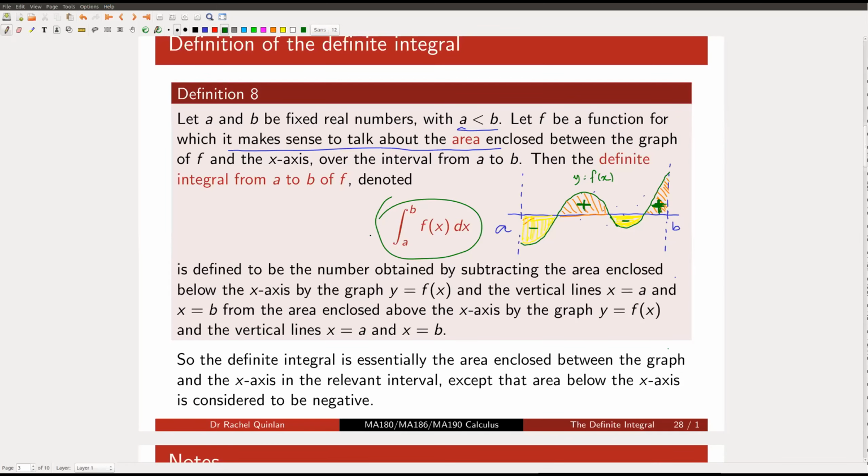Okay, so the definite integral is basically this concept of the area enclosed between the graph and the x-axis in the relevant interval, with the proviso that area below the x-axis is counted negatively. So I suppose the point here is just to be able to recognize this notation. We're going to be using it quite a lot, and we need to have a fairly good concept of what it means.